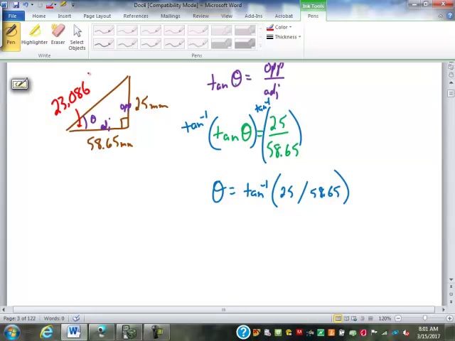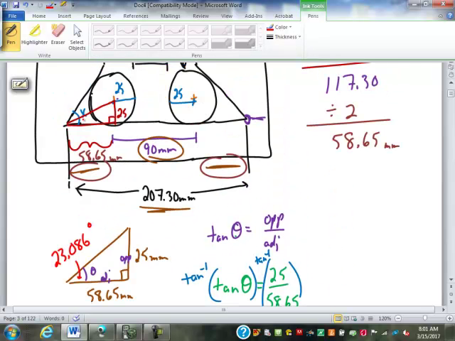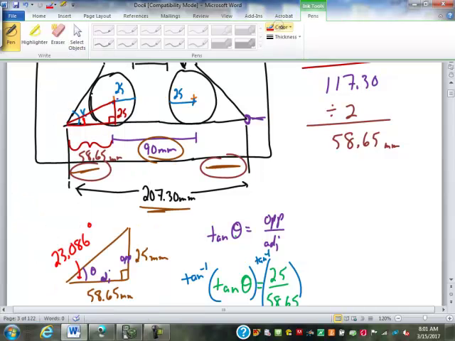Yeah, it doesn't work if you use the decimal in the fraction. It divides it up. So that 23.086 degrees is this angle here. That's half of x. So if we just multiply by 2, we get x is 46.17 degrees.